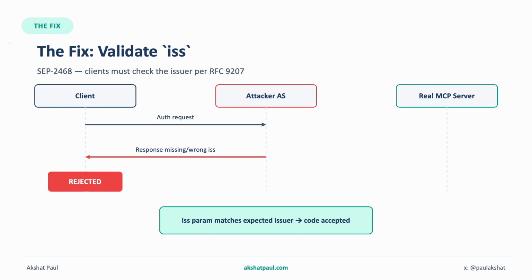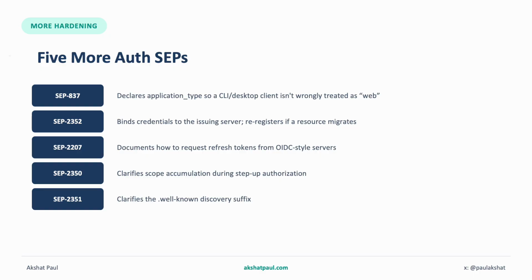That's the headline security fix. But it's not the only one. The ISS check gets the headline, but the spec actually hardens authorization with 6 SEPs total working together. Here are the other 5 quickly.